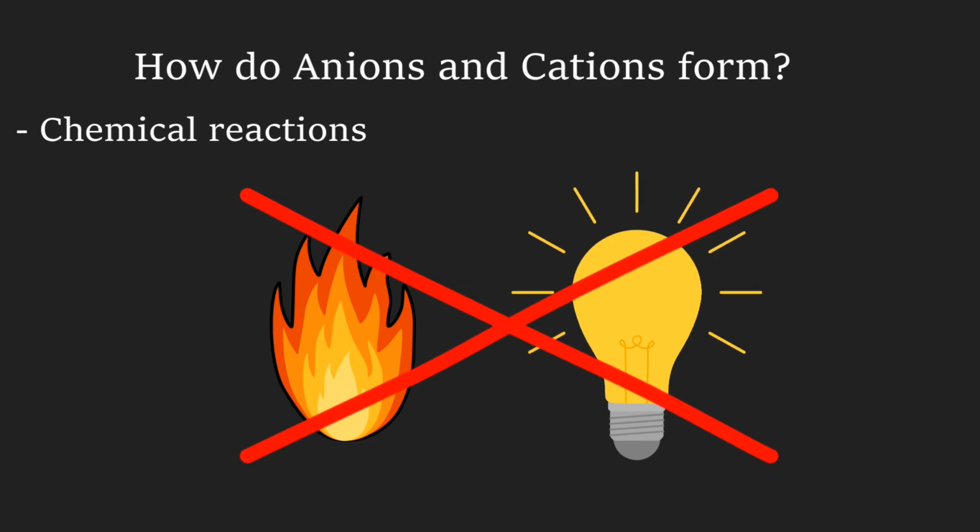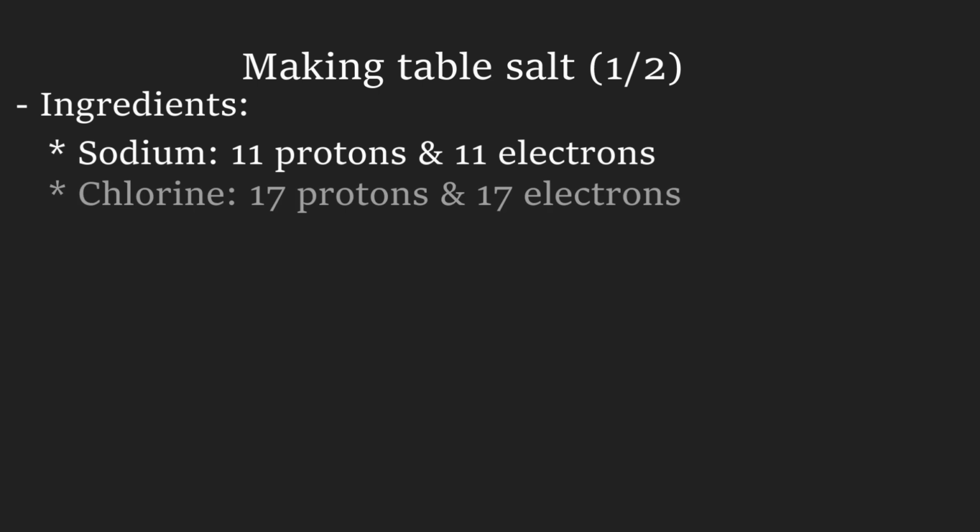An example of a chemical reaction that does not require heat or light to happen is the creation of table salt. Let's break down the process of making table salt to show how anions and cations form. To make table salt, you need 2 main ingredients, sodium and chlorine. Sodium is a shiny soft metal that has 11 protons and 11 electrons.